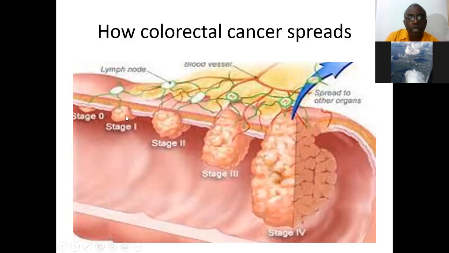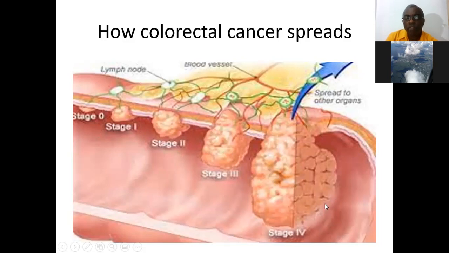This is stage 1. The polyp is growing bigger. You see this area here? Anybody see where I'm pointing? You see a little white area? Yes, sir, I'm seeing it. Well, that is cancer. That is cancer that is spreading there. So this is stage 1. This is stage 2. This is stage 3, how it is going.